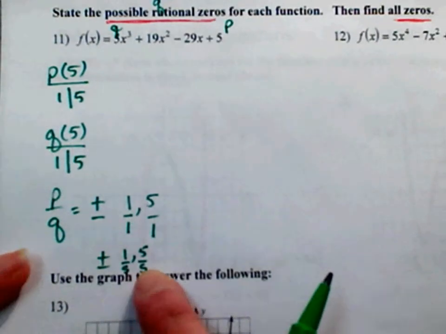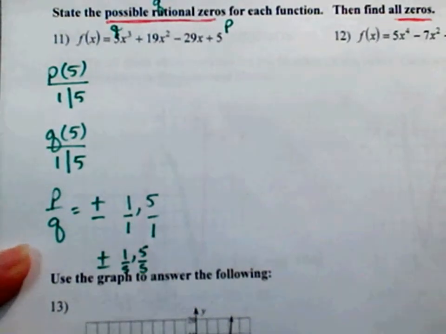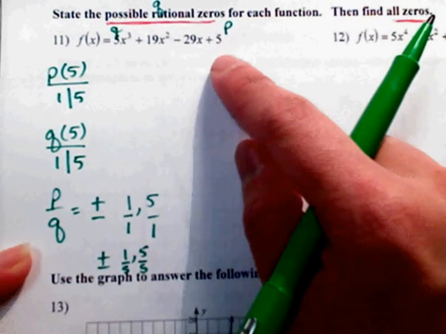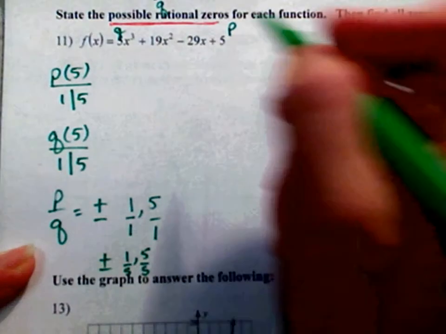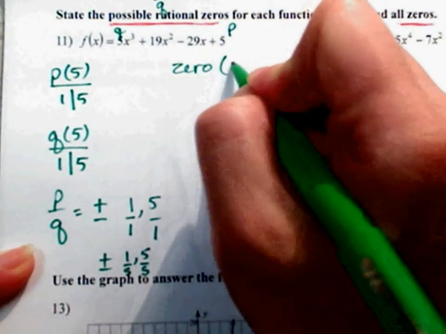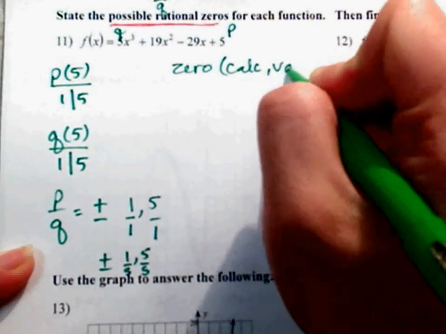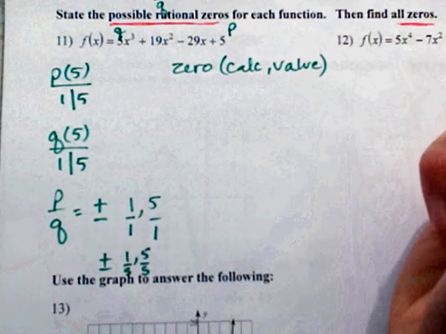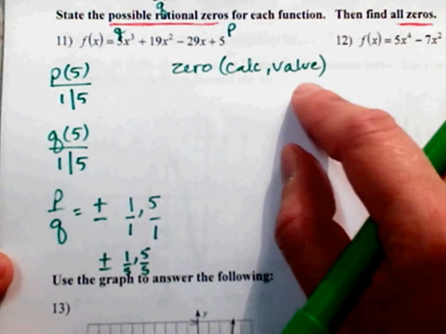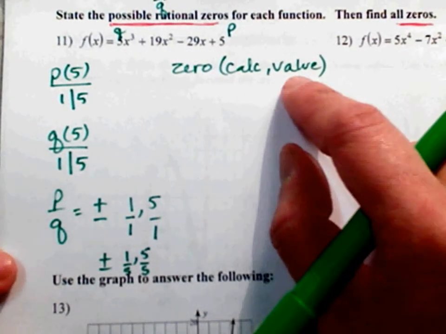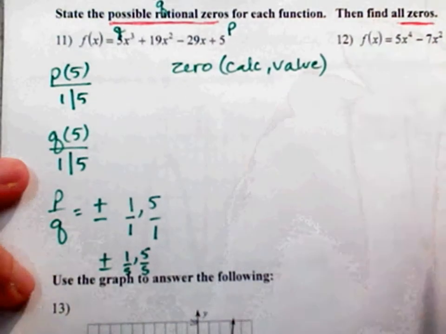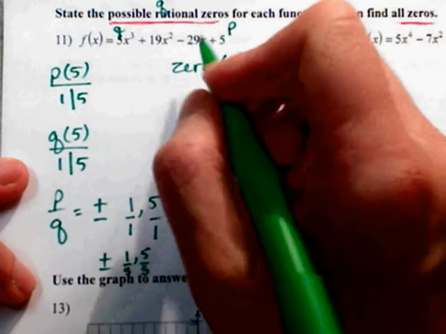I won't count off. Now, to find all your zeros, you're going to have 3. I'm going to use the calculator, but I won't use zeros. I would actually go to calculate and hit value. So, on your calculator, you would hit second calc, hit value after you have graph. You're going to have 3 answers.